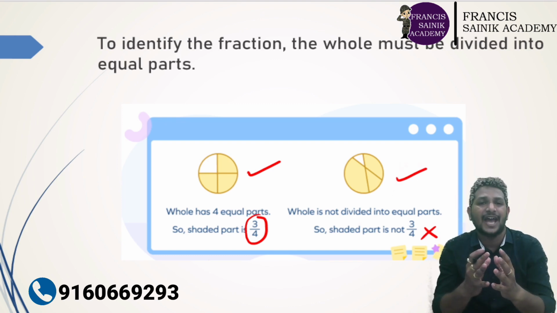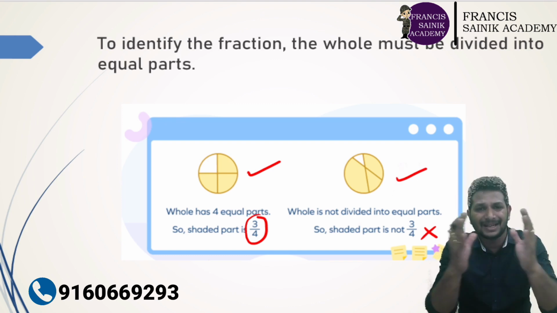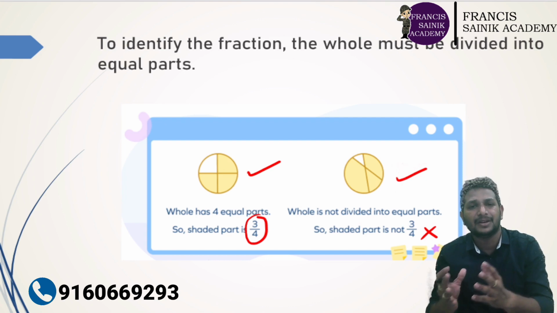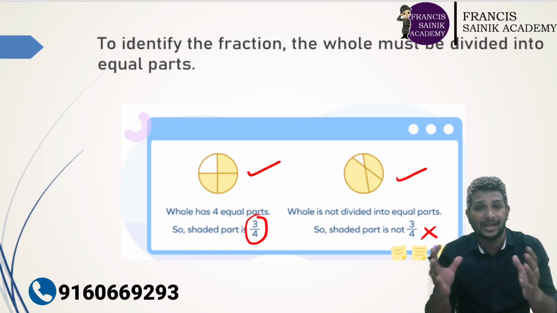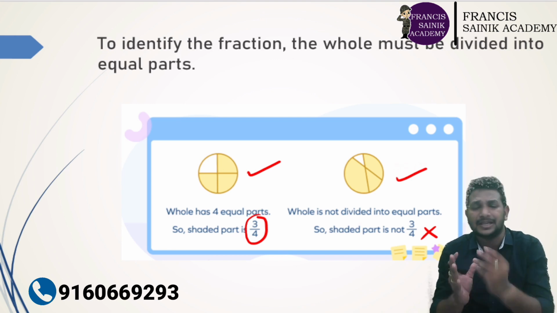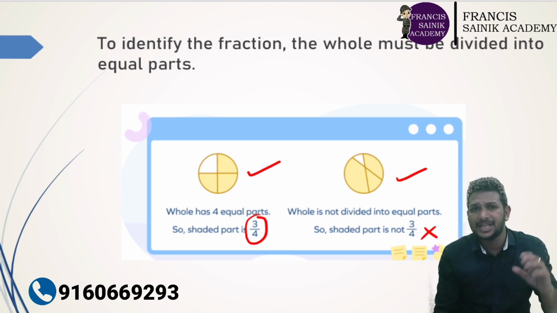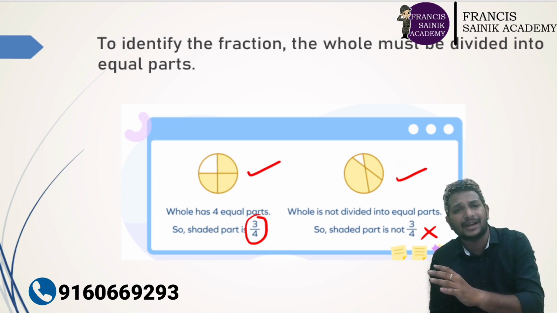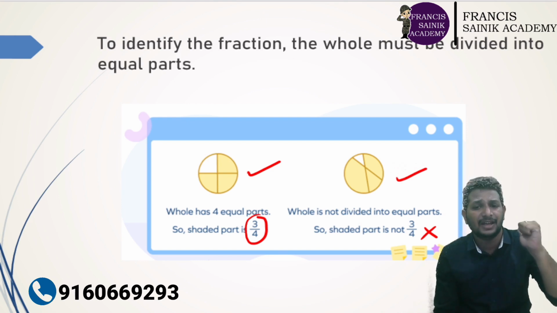Always the fraction has to be represented in such a way that all the parts in a diagram should be divided equally. Not just a diagram, it can be any particular thing. It should always be divided equally. If it's not equally divided, we can't represent it in the form of a fraction.